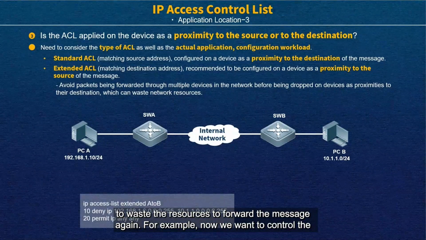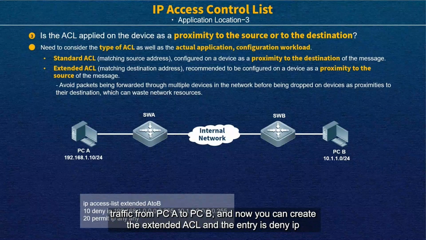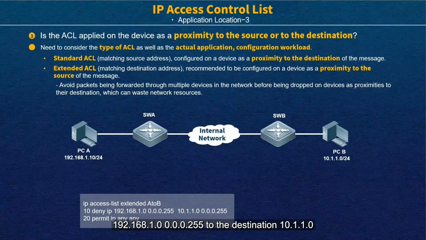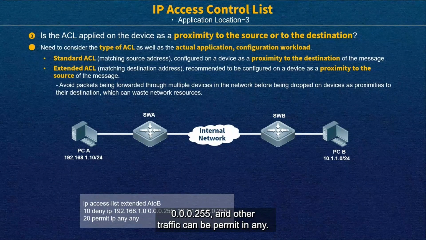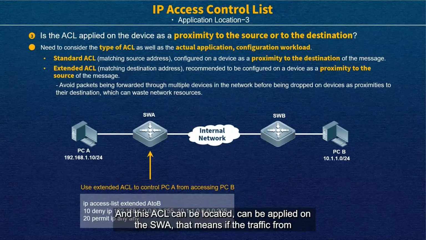For example, now we want to control the traffic from PCA to PCB, so you can create an extended ACL, and the entry is deny IP 192.168.1.0 to the destination 10.1.1.0, 0.0.0.255, and the other traffic is permitted, any. And this ACL can be applied on switch A.